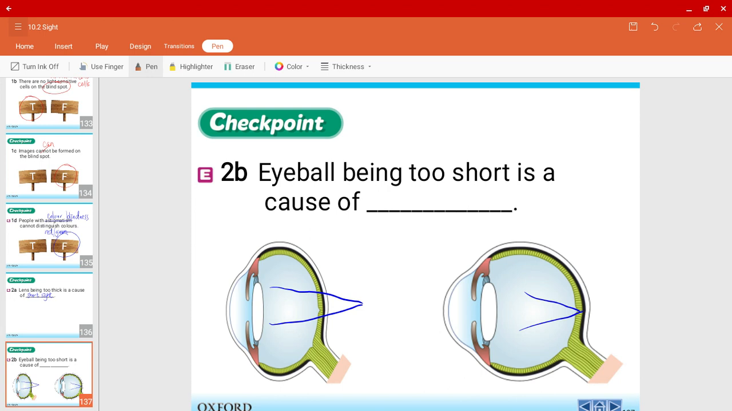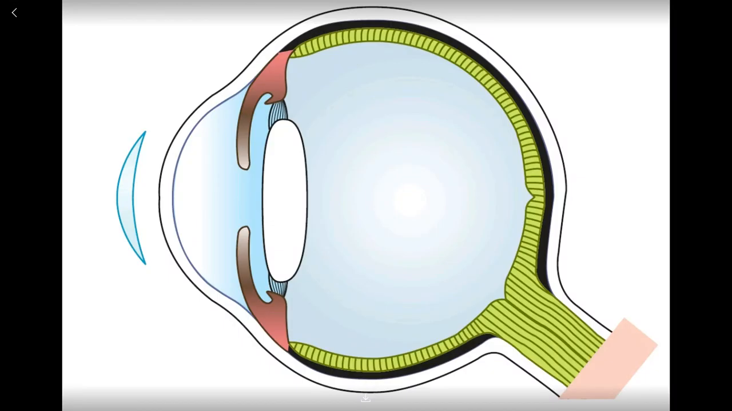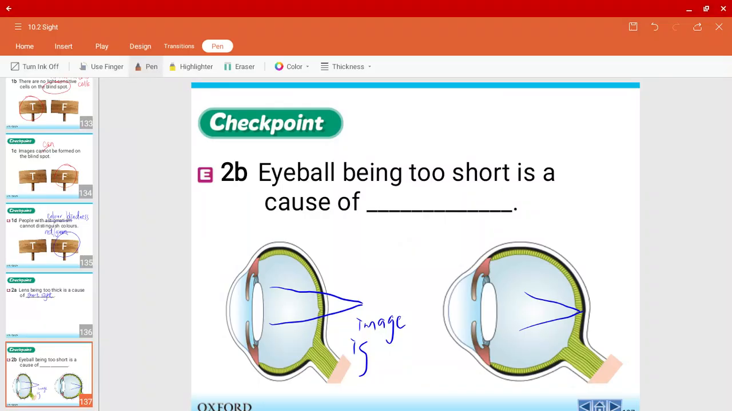Now, because the image is formed behind the retina, let me go back. Image is behind the retina. And we've learned earlier, this is a cause of long-sightedness.